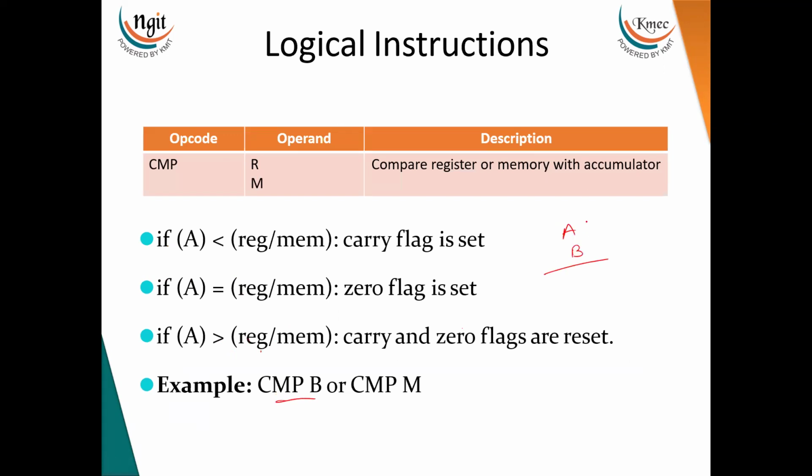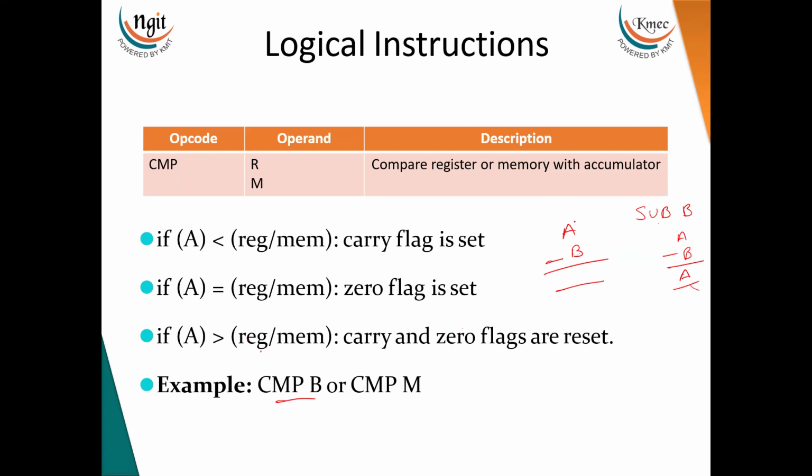How is the comparison taking place? By subtraction. Now the B value will be subtracted from A, and the result is not stored in A. Coming to the SUB instruction, what is the SUB instruction doing? If I take SUB B, it means B is subtracted from A and the result is stored in A. And flags are also affected.